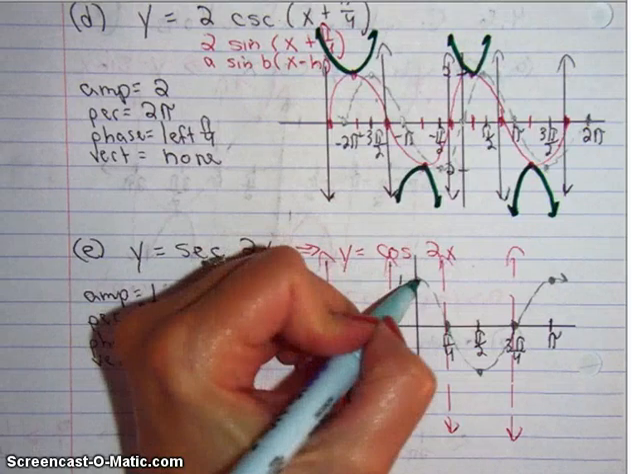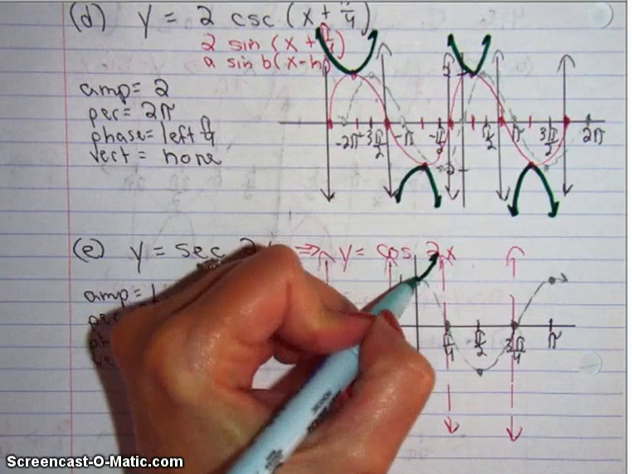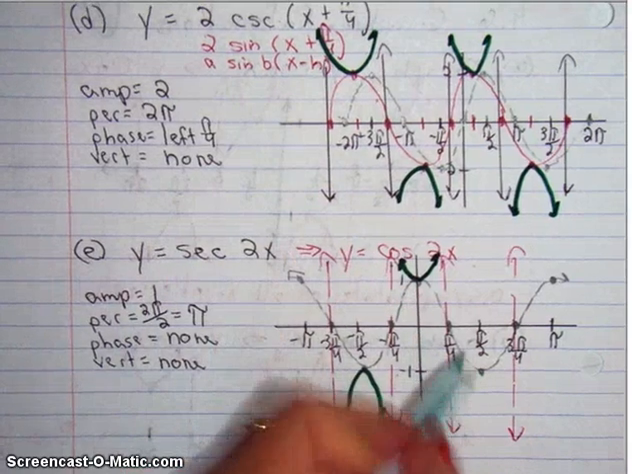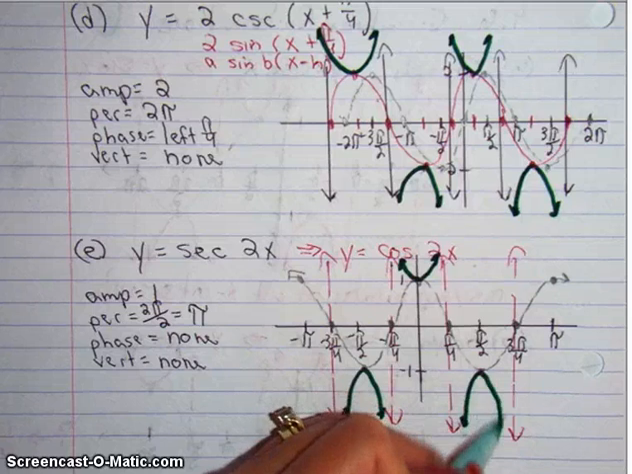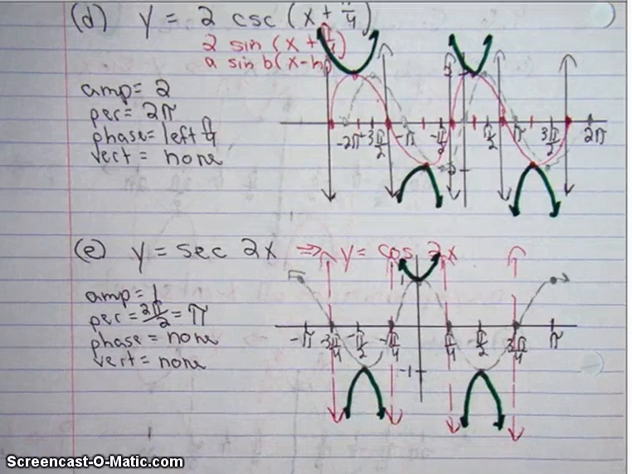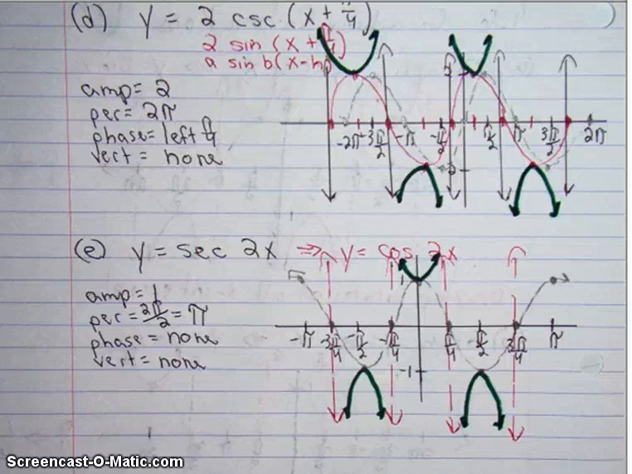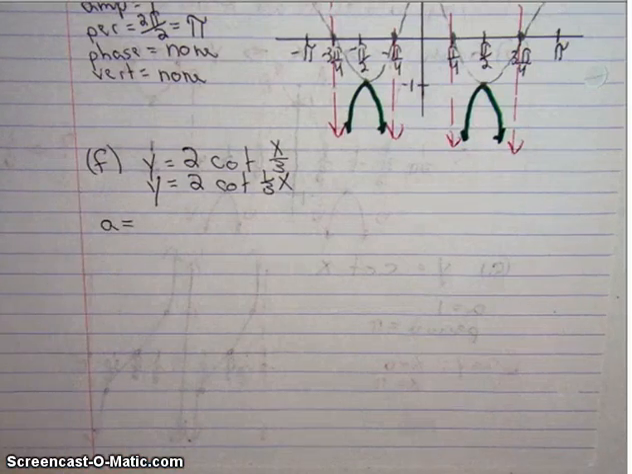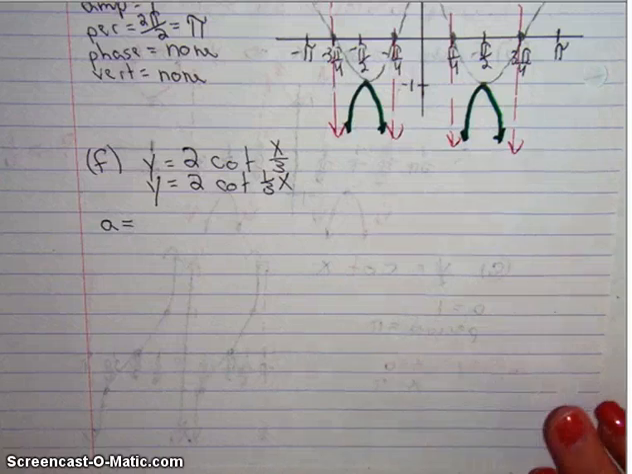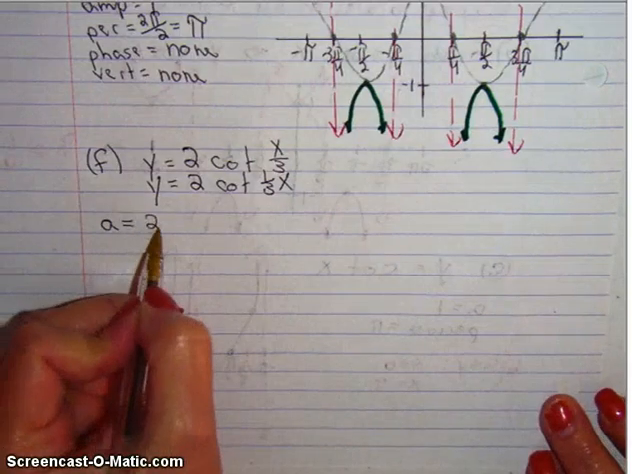What I've seen people do on the test is they draw the cosine 2x curve. They even draw in their asymptotes. And then guess what they forget? They forget to draw in the U's. Okay, so make sure you guys draw in the U's. A value. What is the A value, Natalie? It is 2. Okay.